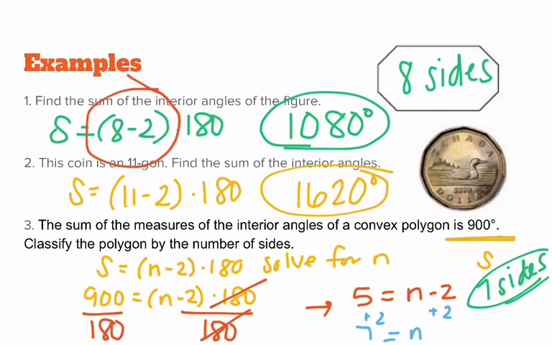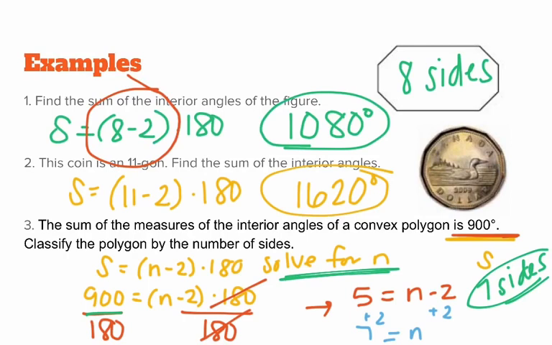Number 2, very similar. The total would be 1620 degrees. Now number 3 is a little bit different because instead of asking for the sum, this time I'm asking for how many sides. So I'm going to put 900 here, I underlined it, in for the sum. So 900 is equal to n minus 2 times 180. Well, I need to know the number of sides, so I've got to solve for n.